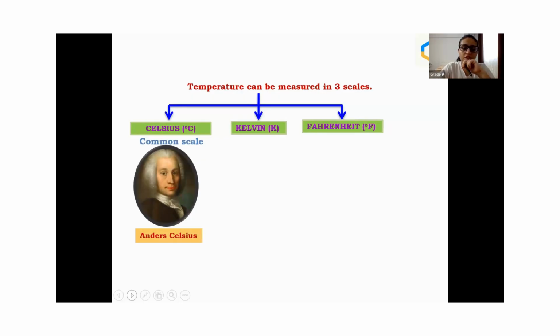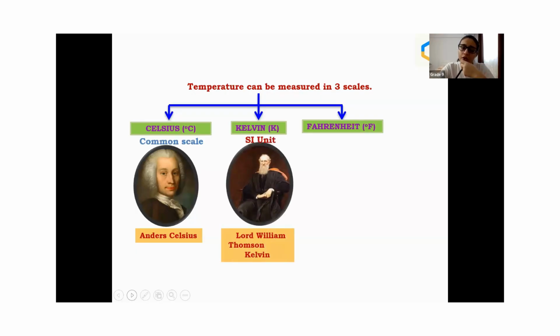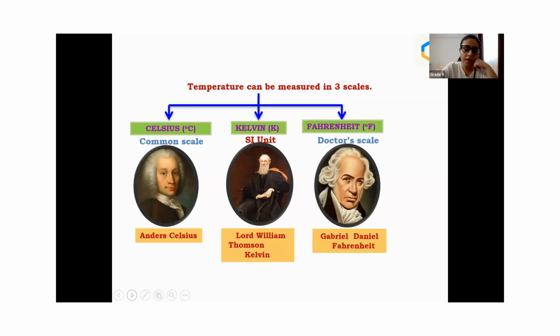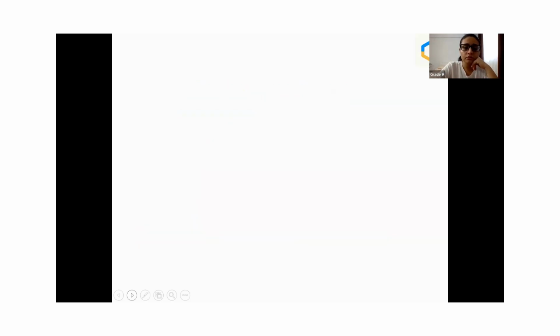All right. So Celsius was the common scale which was given by Anders Celsius. Then there is the SI unit, Kelvin, which was given to us by Lord William Thomson. Then there is the Fahrenheit scale, which is still being used in the US. For some industries, mostly the medical industry, this Fahrenheit scale is being used. It was given by Gabriel Daniel Fahrenheit.